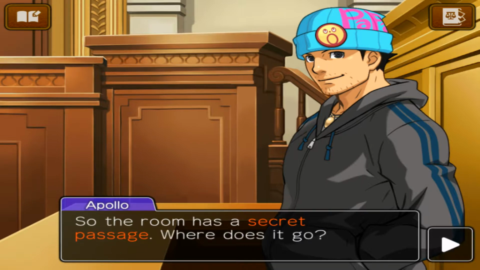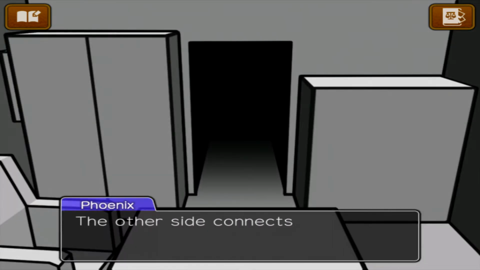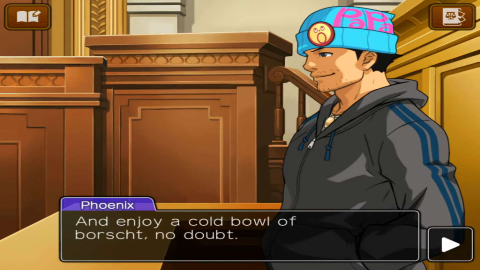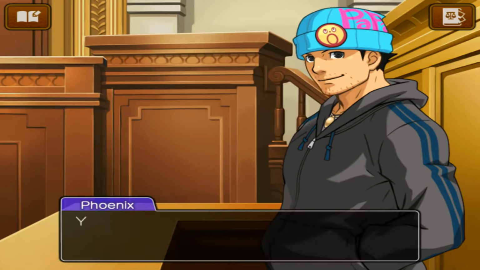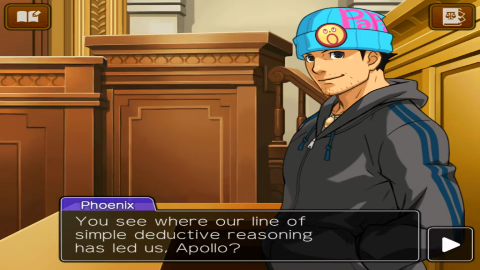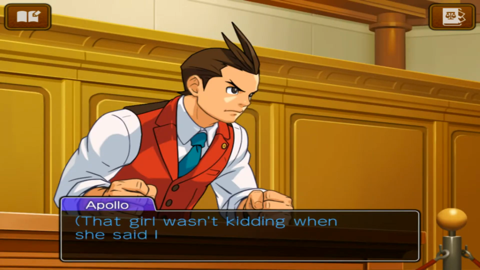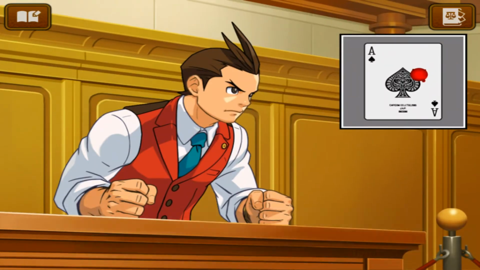So the room has a secret passage. Where does it go? The other side connects to the restaurant above. The underworld bosses could get away from the cops and enjoy a cold bowl of borscht, no doubt. Just like our killer. You see where our line of simple deductive reasoning has led us, Apollo? I see it, but I don't believe it. That girl wasn't kidding when she said I needed this trump card for the last hand.